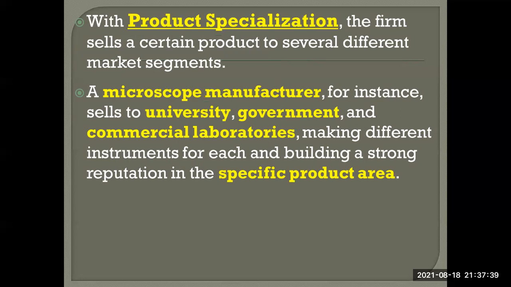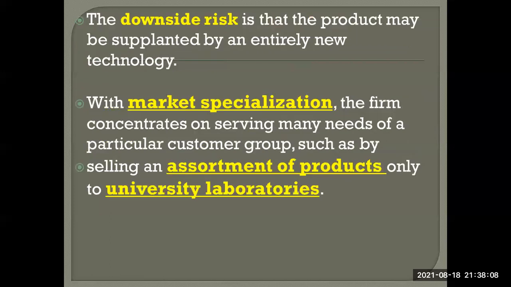So if I have a good microscope, I will sell it to government, I will sell it to academic institution, I will sell it to industrial laboratories. So microscope manufacturer, for instance, sell university market, government market, and commercial laboratories market, making different instruments for each and building strong reputation in specific product area. So they have three different types of products and they have a specialization in product. That's why they could cater various markets.